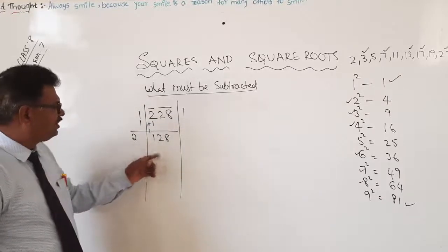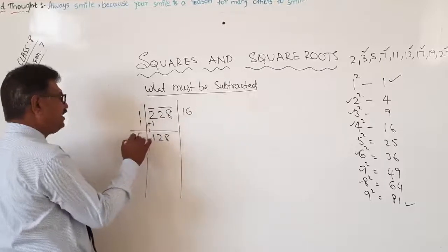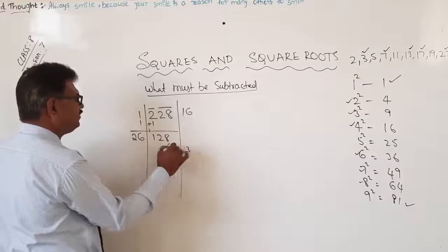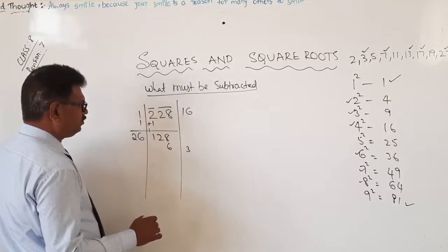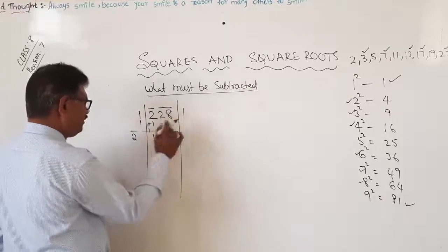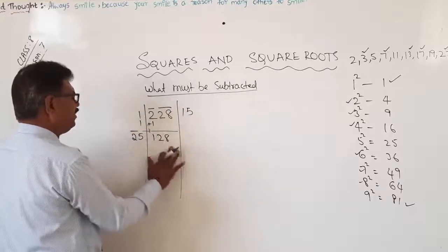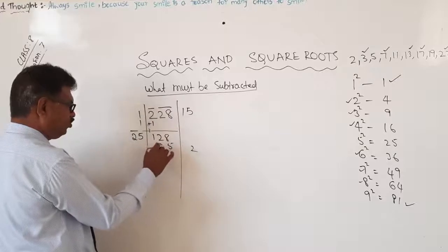Now with the 2, 16, how many times will it go? 6 times. Here also 6, here also 6. It is nothing but 6 6s are 36, 6 2s are 12, it will not go. Therefore we should go with 5. 5 here also 5, here also 5. 5 5s are 25. 5 2s are 10 plus 2, 12.